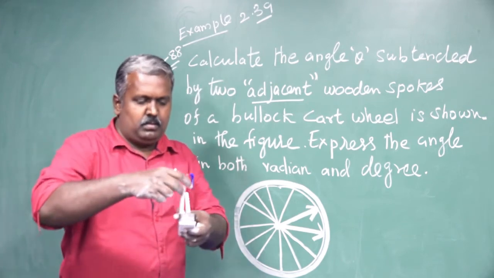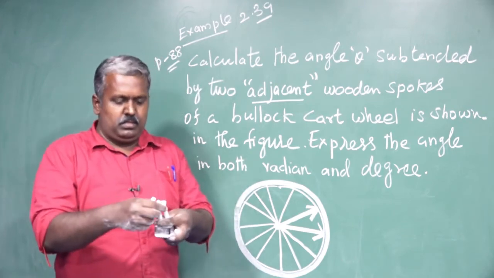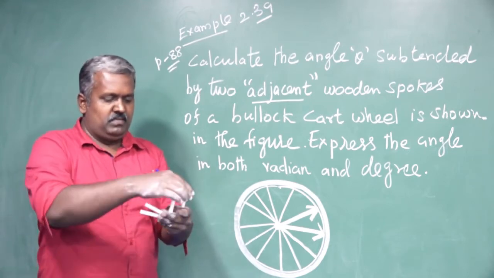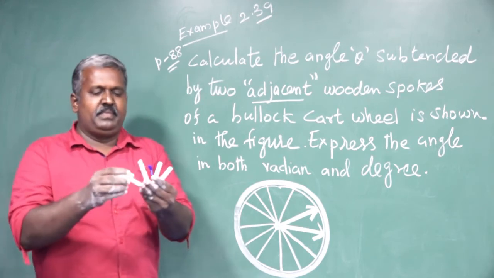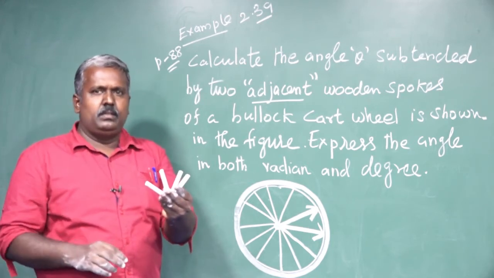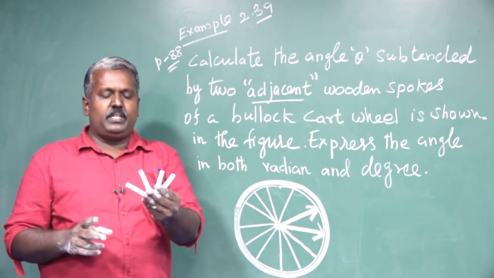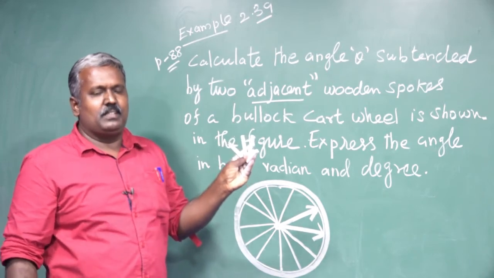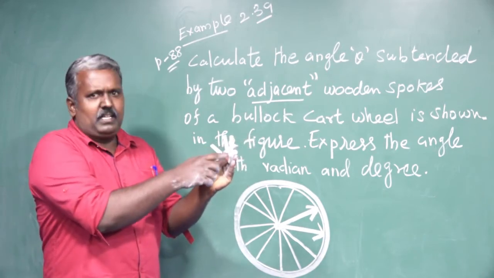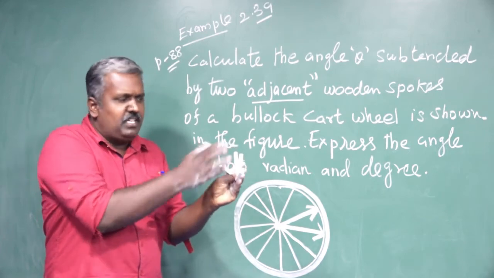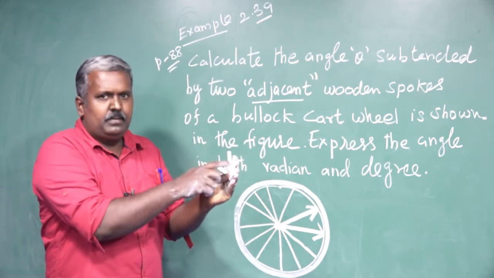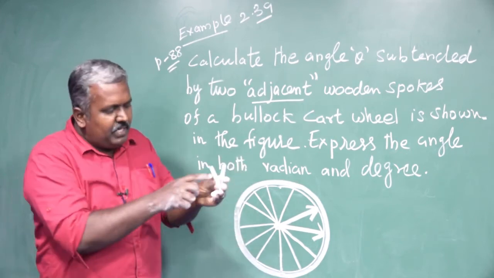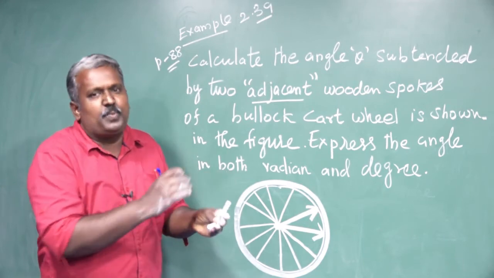For example, like this, 4 chalk pieces are there. What is adjacent? The gap between adjacent chalk pieces, come and tell me. This gap? No, that is wrong. This gap is correct. Adjacent means adutaduthu, continuously. It will be this gap. That is called the angle between adjacent chalk pieces.